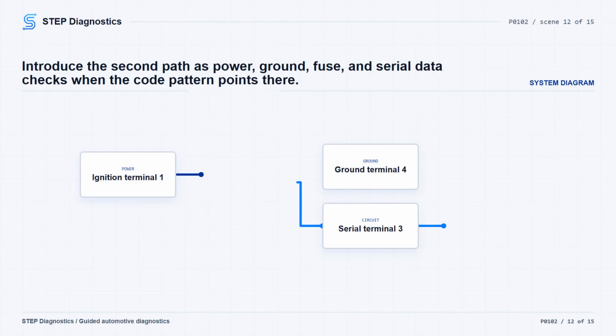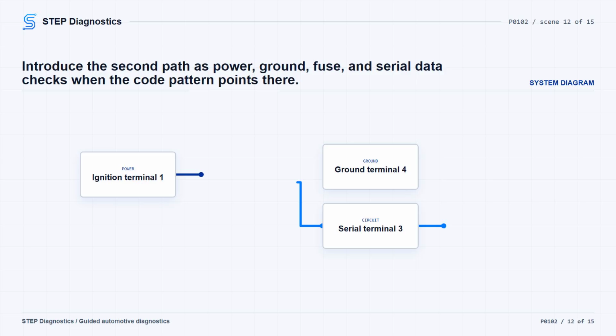Use the second electrical path when the code pattern points you toward the sensor's power, ground, and serial data side. Again, power the vehicle down first and allow up to 2 minutes if needed for the systems to go to sleep. Disconnect the B75C multifunction intake air sensor connector and start with ground circuit terminal 4 to ground. You need less than 5 ohms.